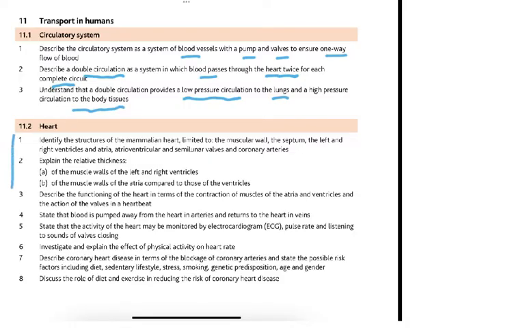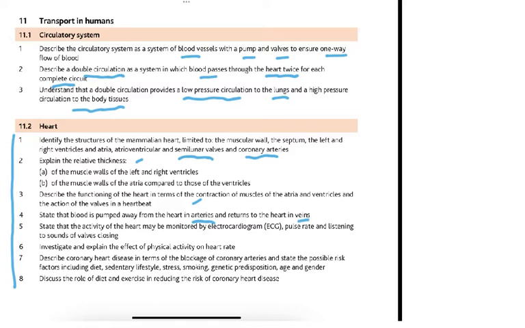Then we have to know the structure of the heart and identify the structures of the mammalian heart, limited to the muscular wall, the septum, left and right ventricle, atria, atrioventricular and semilunar valves, and coronary arteries. Explain the relative thickness, describe the functioning of the heart, state that the blood is pumped away from the heart in arteries and returns to the heart in veins.